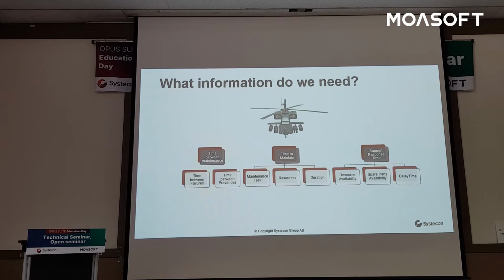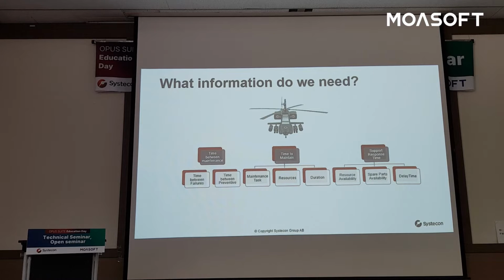That's kind of easy, but if we want more answers, we need more data and we need the analysis. So we need to break this down. For example, for time to maintain, we need to define the tasks that we are to perform. We need to define if there are any resources. Resources, we mean tools, equipment, personnel, other facilities where we can perform the maintenance and so on. And of course, the duration, because that's going to affect the time it takes to perform the maintenance.